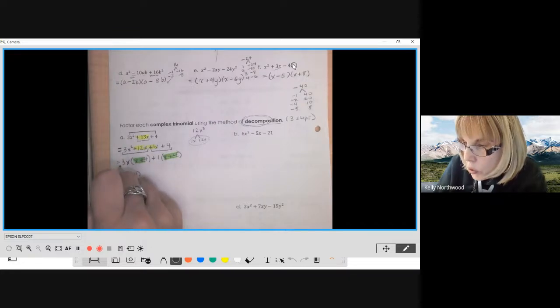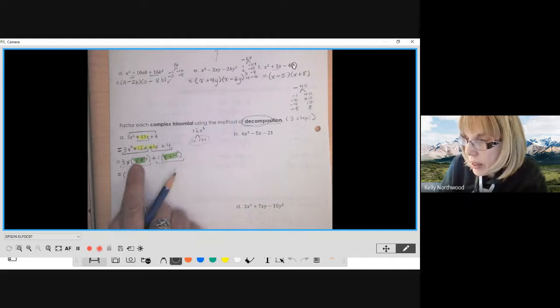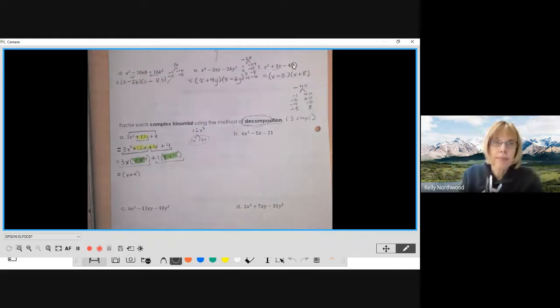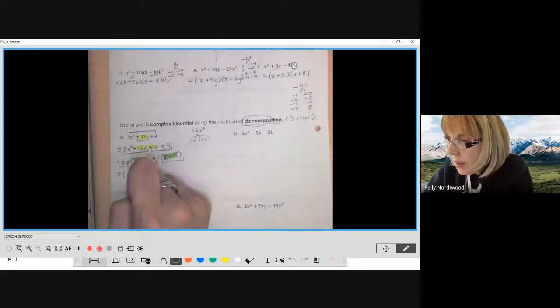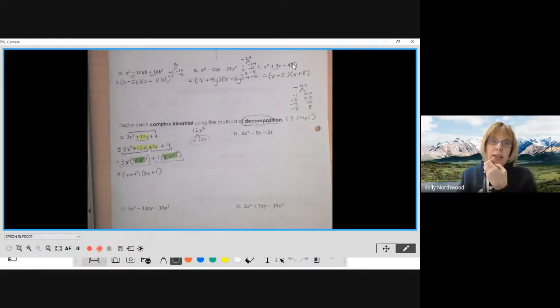So we've got these two big chunks, and both of these big chunks have the binomial x plus 4 in common. And I always say the leftovers, 3x plus 1, form the other factor, and that's how you fully factor it. And if you were to expand it out, you'd get back 3x squared plus 13x plus 4.